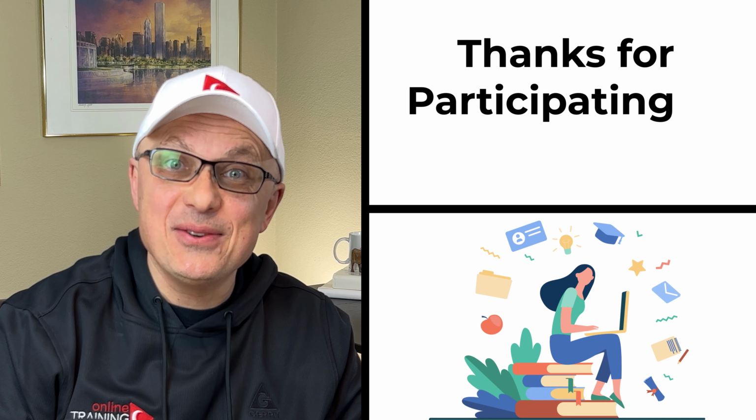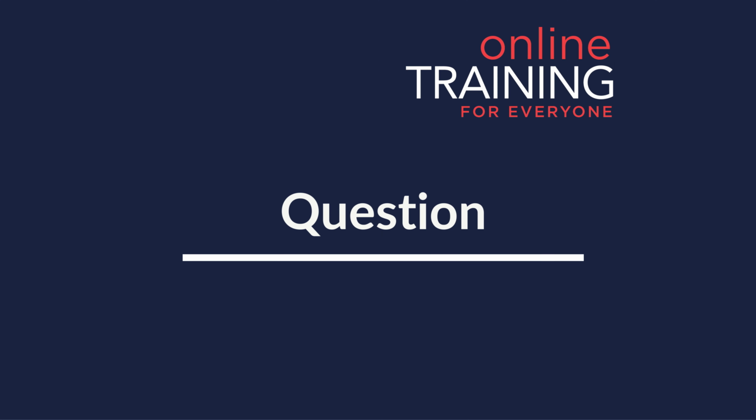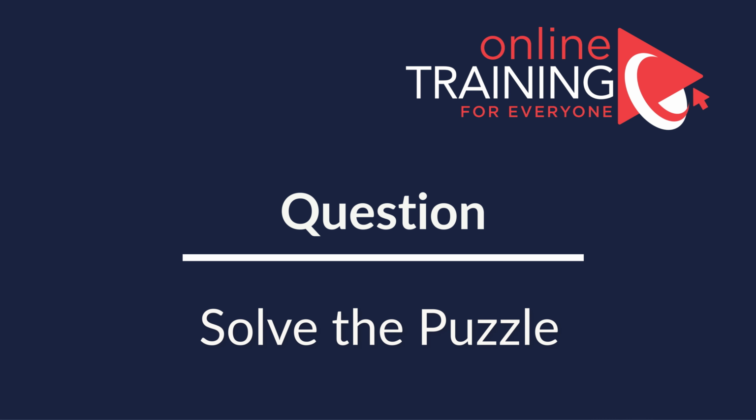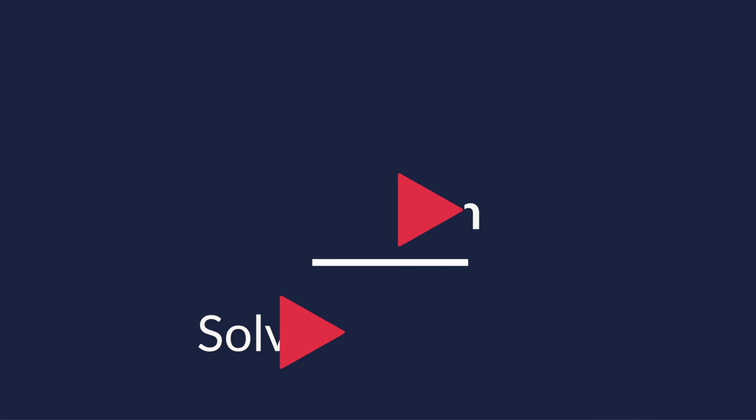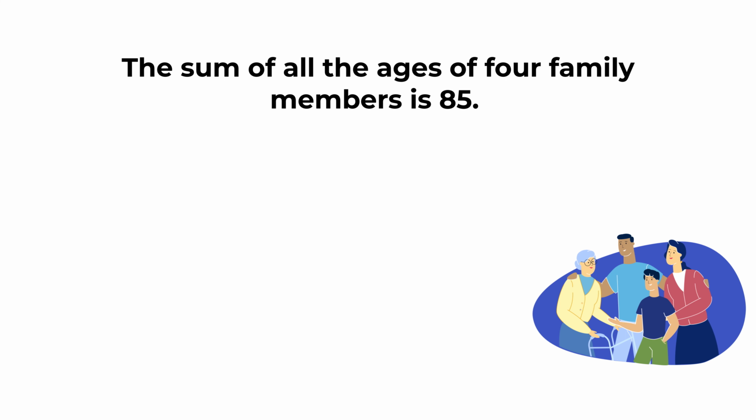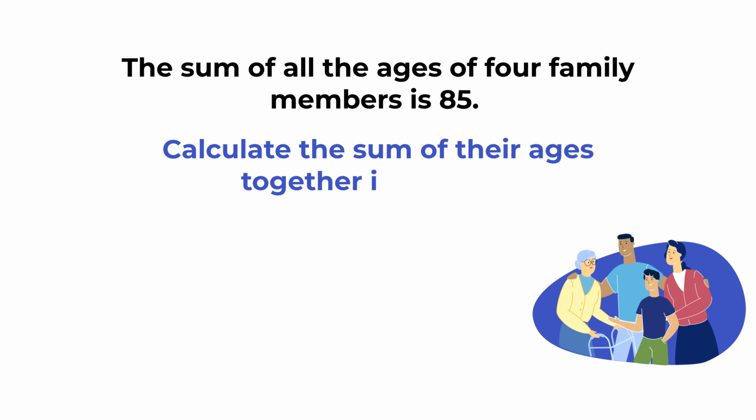And now let's continue and get you ready for the test. Here's the puzzling question that you might frequently see on the test. The sum of all the ages of 4 family members is 85. What would be the sum of their ages together in 5 years?